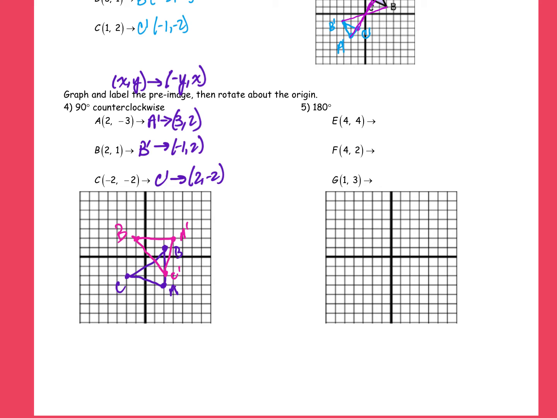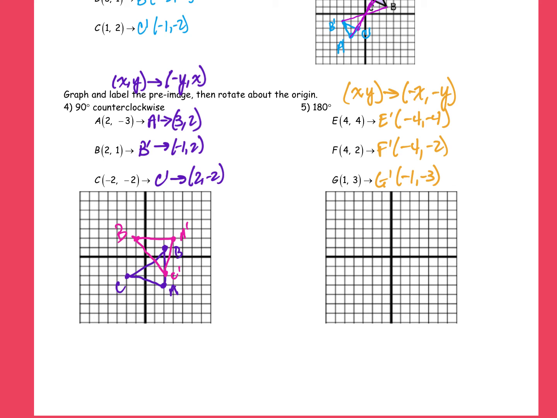Okay, let's do 180. What's the rule for 180? X, Y becomes what? Negative x, negative y. So x and y stay the same, but they just change signs, right? Okay, so E prime becomes what? Negative 4, negative 4. Beautiful. And what does F prime become? Beautiful. And what does G prime become? Negative 1, negative 3. Gorgeous.